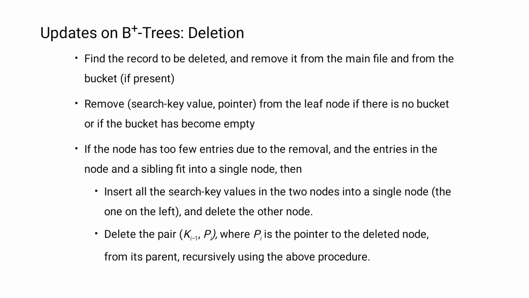And when we want to delete a node in a B+ tree, find the record to be deleted and remove it from the main file and from the bucket, and remove it from the leaf node if there is no bucket or the bucket has become empty. If the node has too few entries due to the removal, and the entries in the node and a sibling fit into a single node, then insert all the search key values in the two nodes into a single node and delete the other node. Delete the pair ki minus 1 and pi, where pi is the pointer to the deleted node, from its parent, recursively using the above steps.